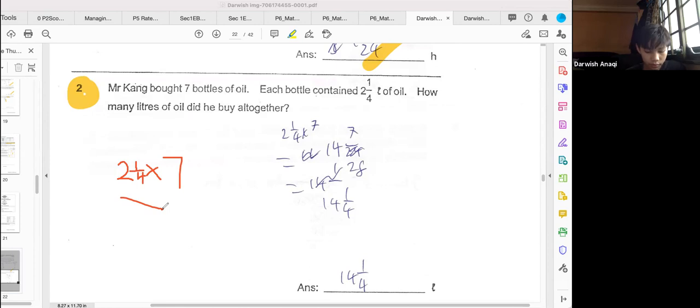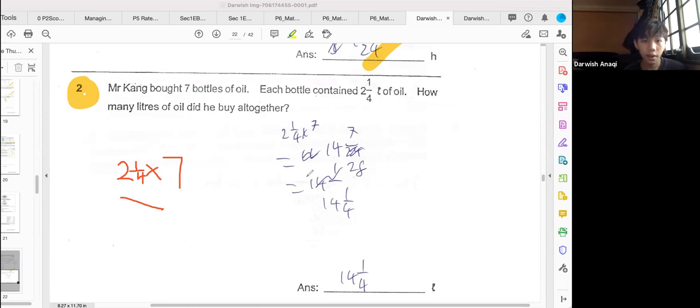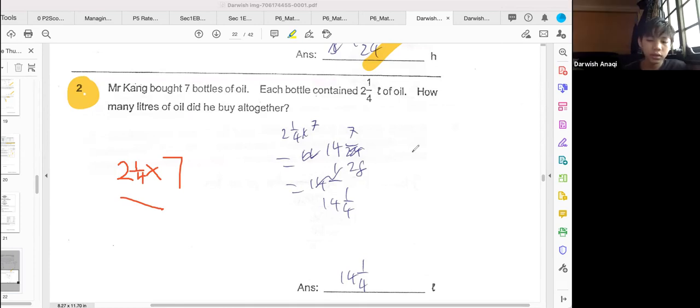15.75. 0.75. Okay, you press a button to make it fraction. You know how to make it fraction? 63 over 4.